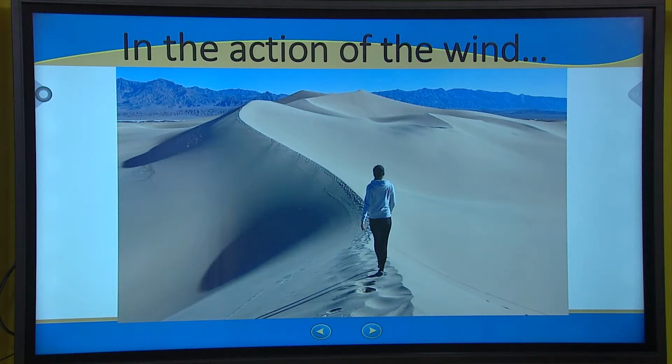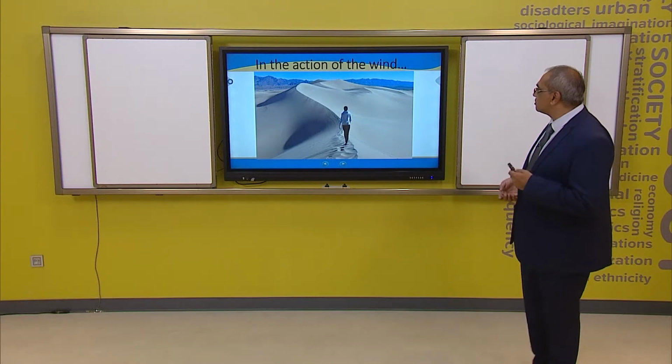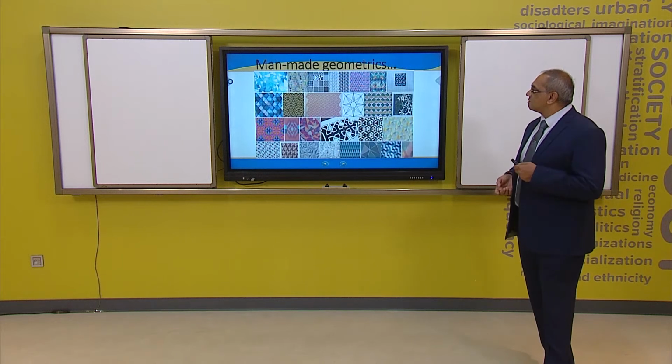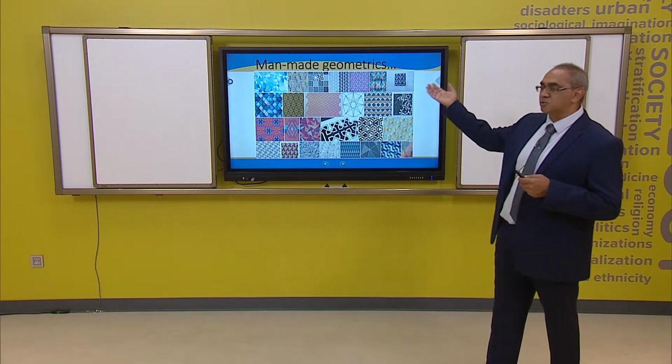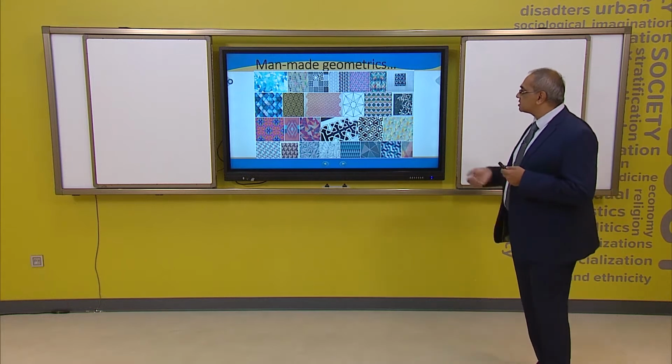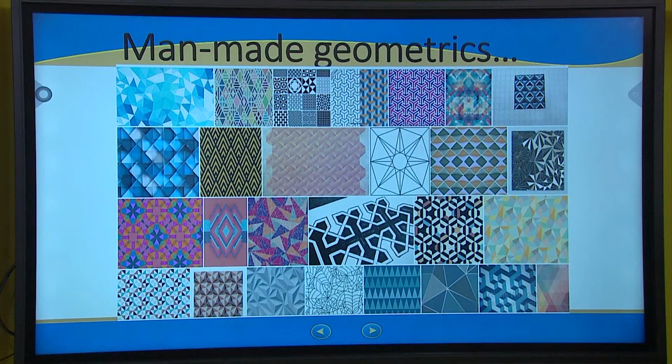And all these things can be reduced to numbers. And this is the amazing thing. Okay, man-made geometry. If we look at all the buildings that we have, going back to Samarkand, and we look at the mosques and things, this is what we have created. These are all patterns, okay?